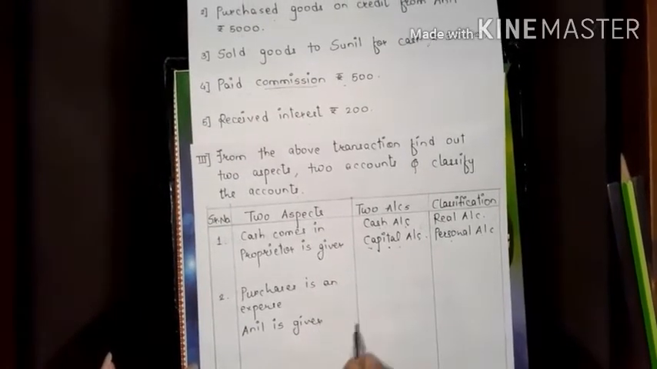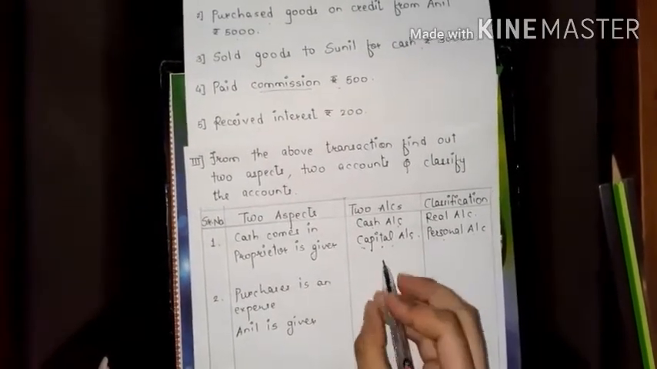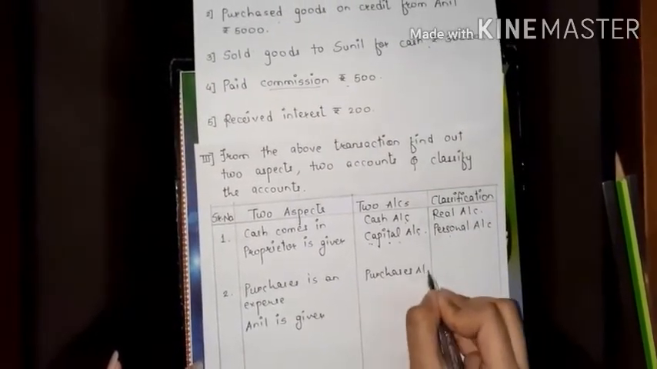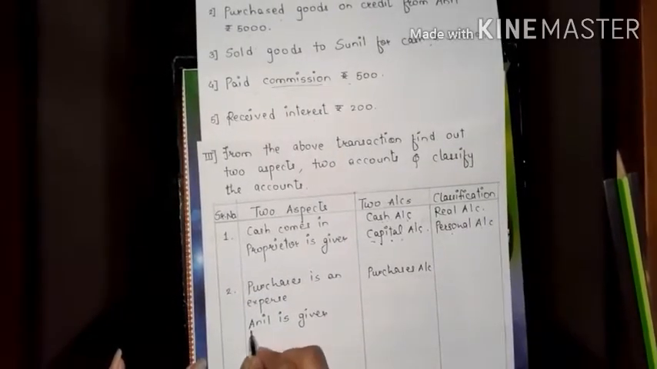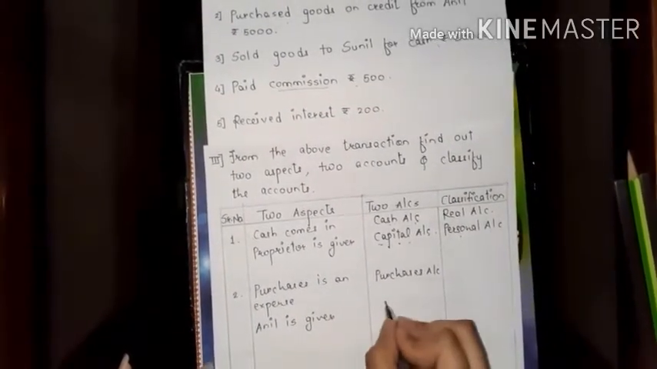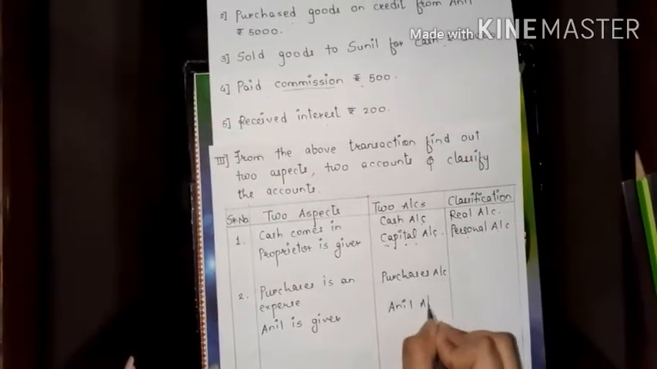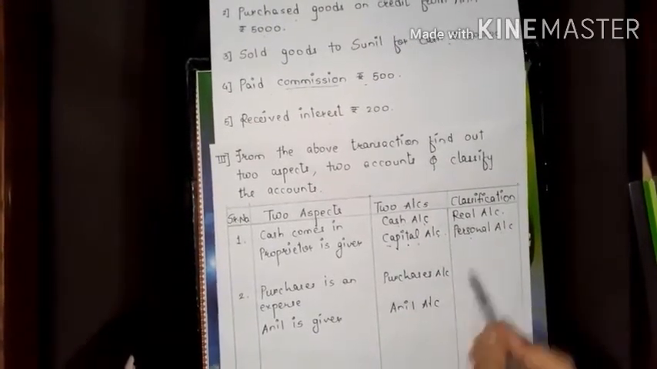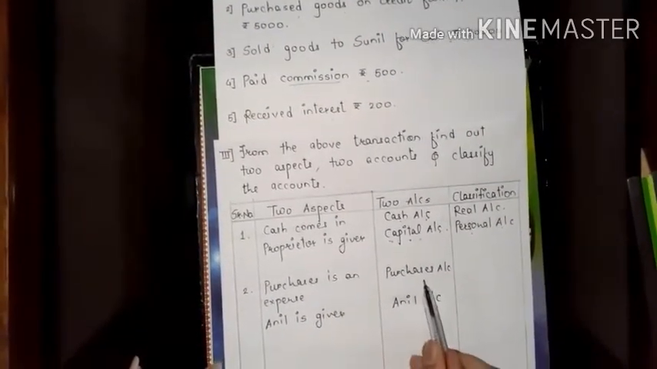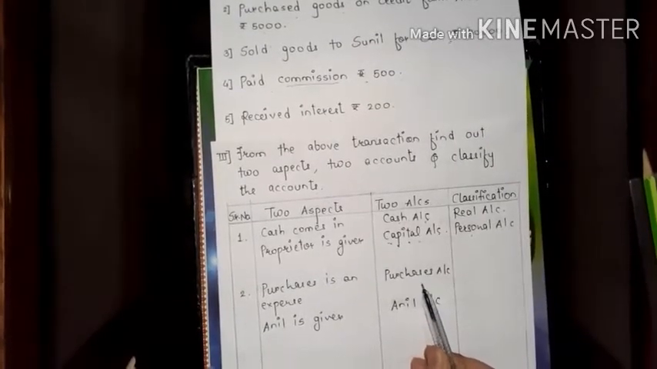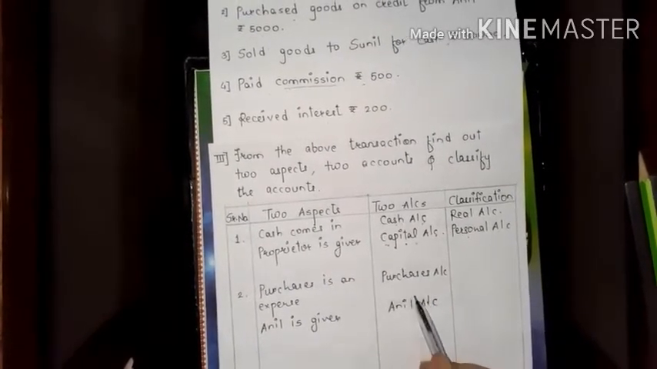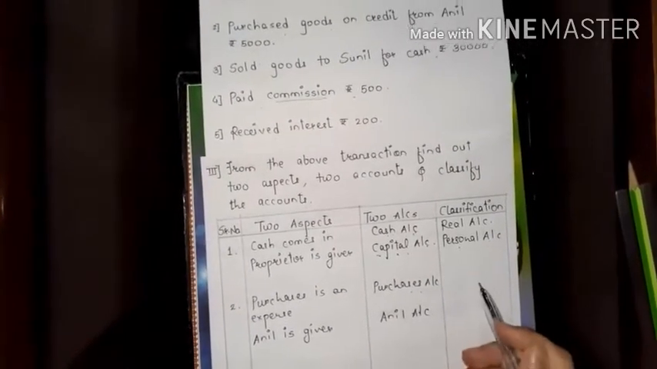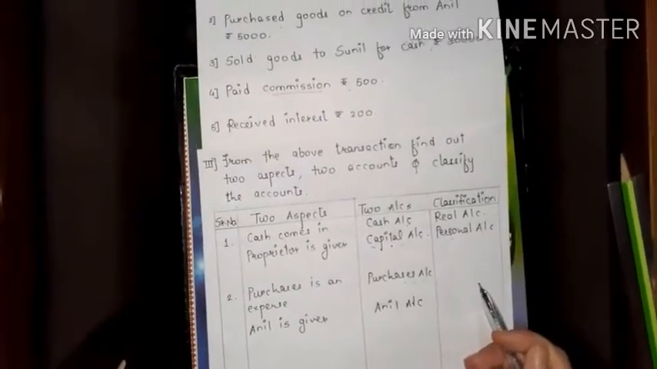Okay, these are the two aspects we have already learned. Now two accounts also we have learned. Purchases account is one account and Anil is the giver. Here he is a natural person, so Anil account, he has given goods to us. Now we have to classify these two accounts. Purchases is an expense, so we have written purchases account. We have introduced goods in the form of purchases. This is going to be our expense, so we already know expenses account, that is nominal account.